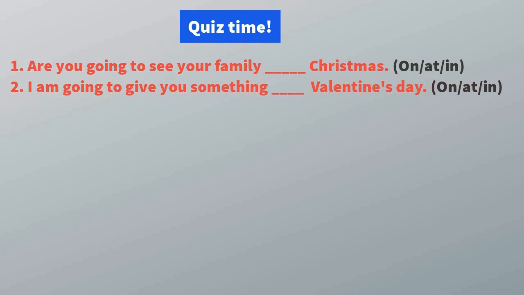Are you going to see your family dash Christmas? We can use both the preposition on or at. On refers to a specific day. So when I say on Christmas, I'm talking about that particular specific day. And when I say at Christmas, I'm talking about the time around Christmas. It may contain 2 or 3 days.